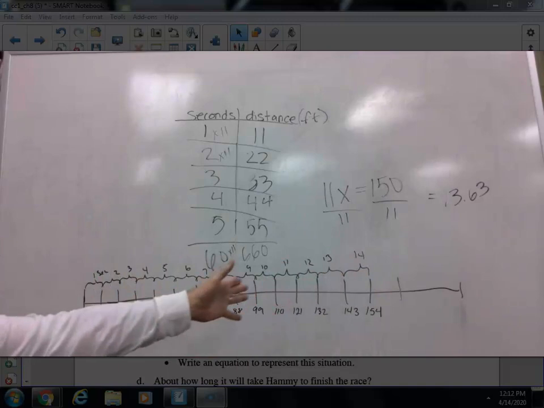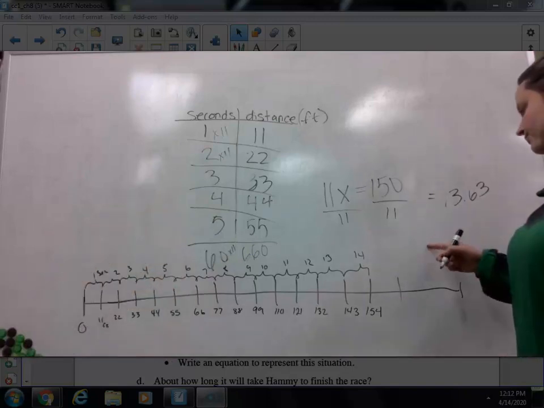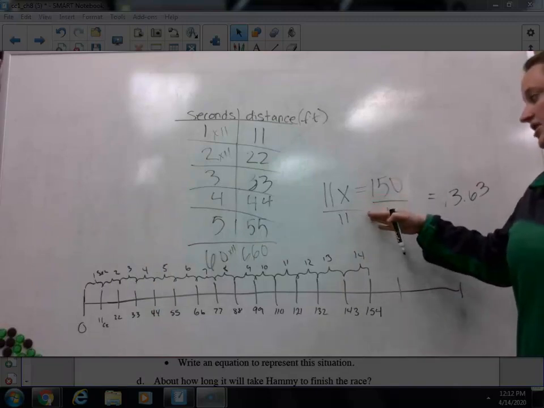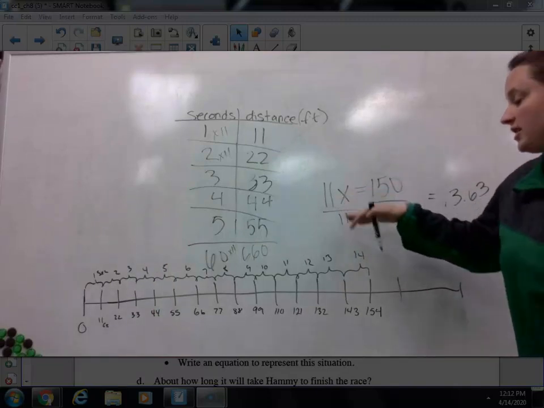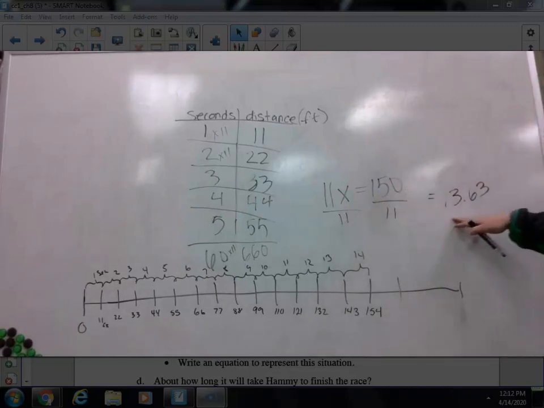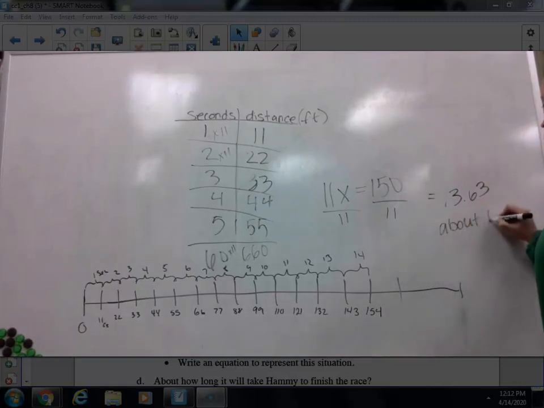So the double number line actually gives us a really good estimate as to how long it should take this pig to go that distance. If we go to the equation, we're going to get more of an exact answer. So you did the inverse operations of multiplication. You divided 11 by 11 and you got 1. And then you did 150 divided by 11 and you should have got 13 and 6,300. So like Mr. Baldwin said, it's in between 13 to 14 seconds.